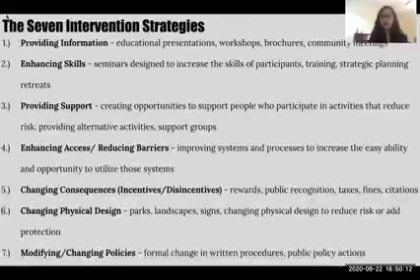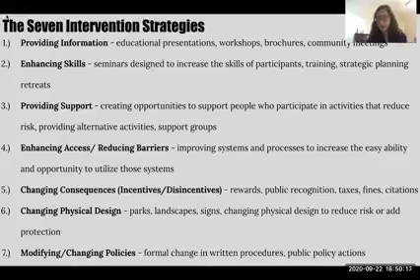Once you have all this information, you have your problem statement, you have your categories of reasons, your but whys, and you have your local conditions. You're going to come up with 7 intervention strategies to help solve one local condition. So for each local condition, you're going to have 7. So these 7 are providing information.